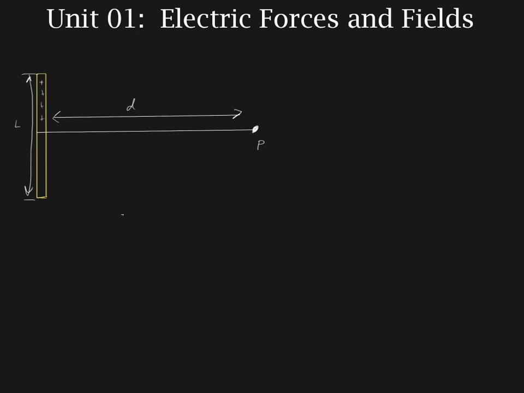Now, this problem is a little bit different from the last one. It does have an extra layer of complexity because you're going to notice that as we integrate across the length of the rod itself, the angle between the chunk and point P is changing. Now, this is important because the electric field is a vector, and the angle that the field makes at point P is dependent upon which chunk you're looking at.